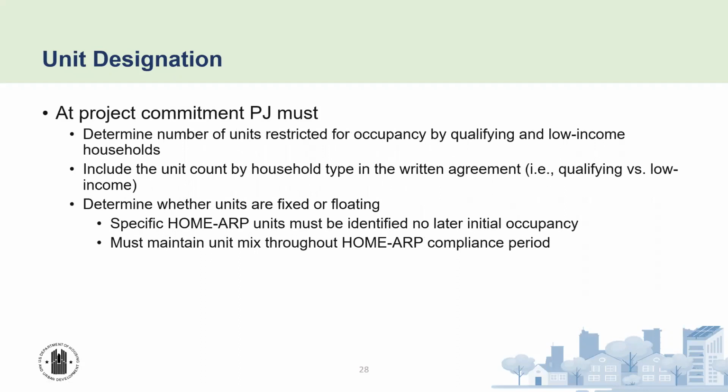At the time of project commitment, the PJ must determine the number of HOME-ARP units it will restrict for occupancy by qualifying and low-income households and include the specific unit counts in the written agreement with the project owner. For mixed income projects, the PJ must also make the decision to designate the HOME-ARP units as either fixed or floating, similar to HOME, and maintain the unit mix throughout the HOME-ARP compliance period, which I'll discuss in the coming slides on the rent and occupancy requirements.